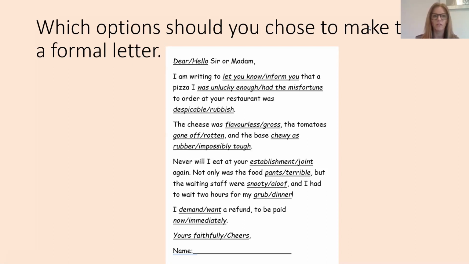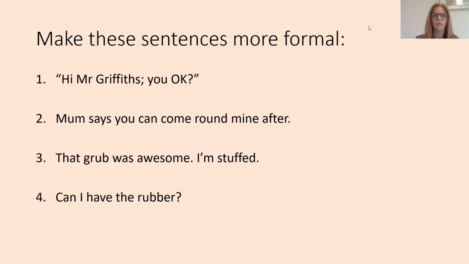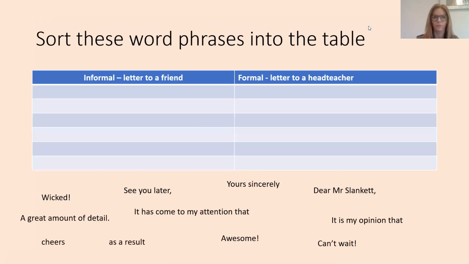Right, so once you've done that, you will have a look at these sentences, and it says make these sentences more formal. So, number 1, hi Mr. Griffiths, you okay? Number 2, Mum says you can come round after mine. Number 3, that grub was awesome, I'm stuffed. And number 4, can I have the rubber? So you need to think how you could change them to make them formal. So use your formal language.